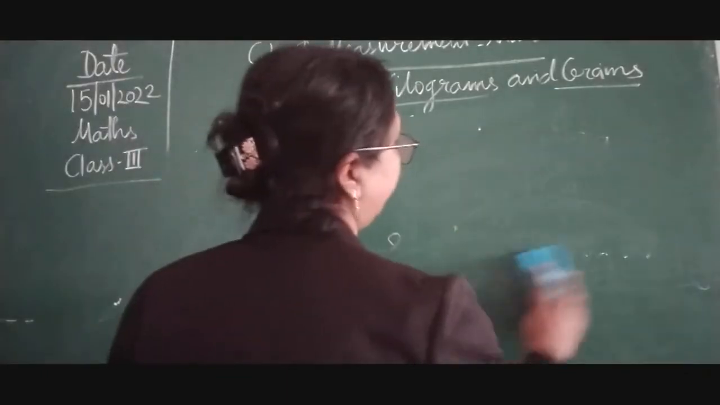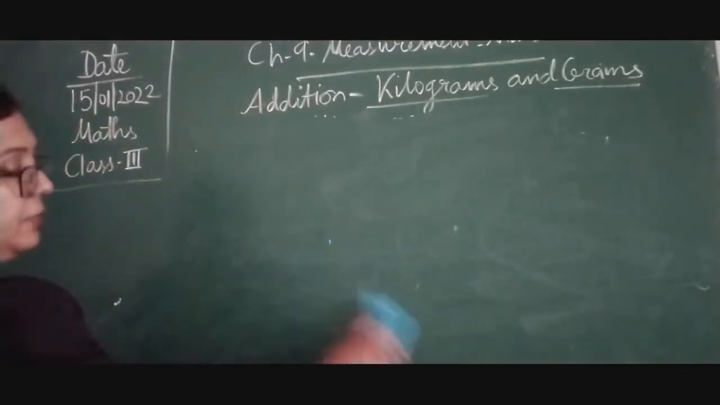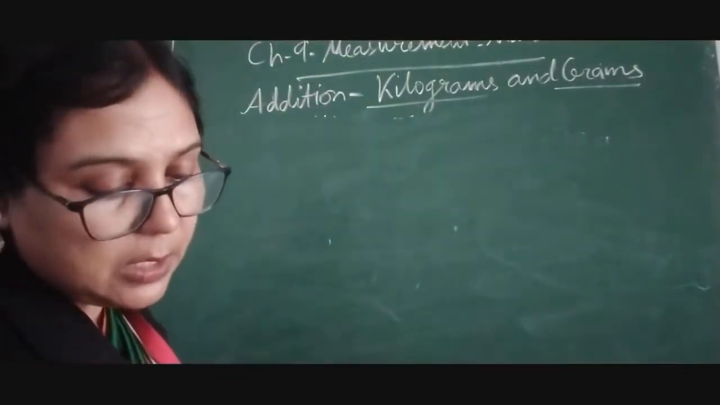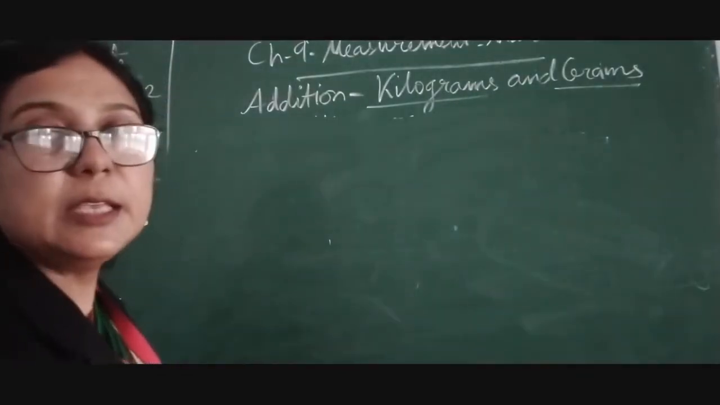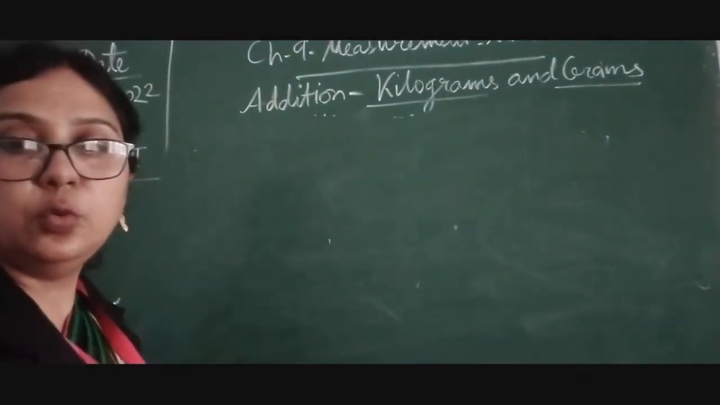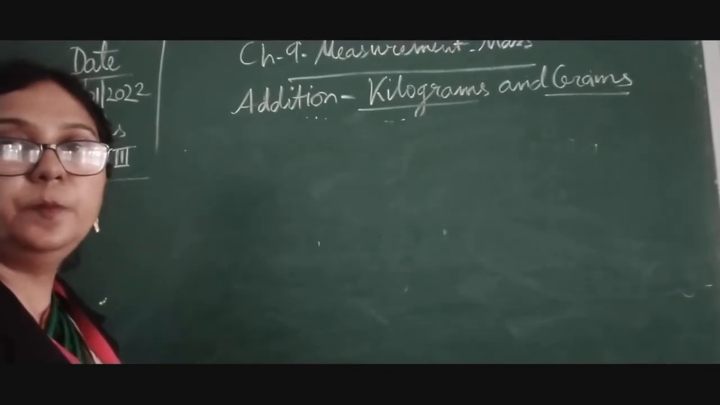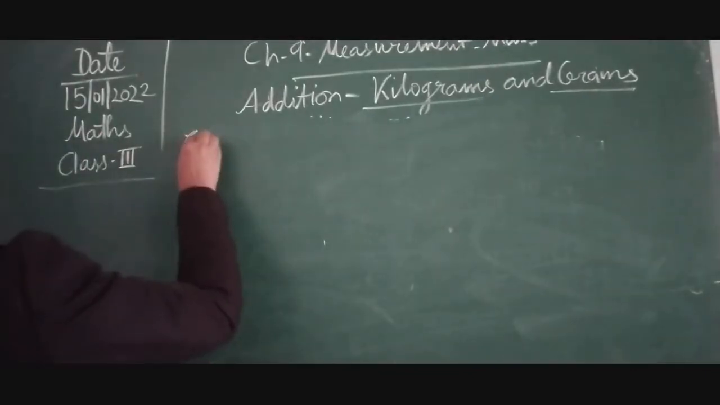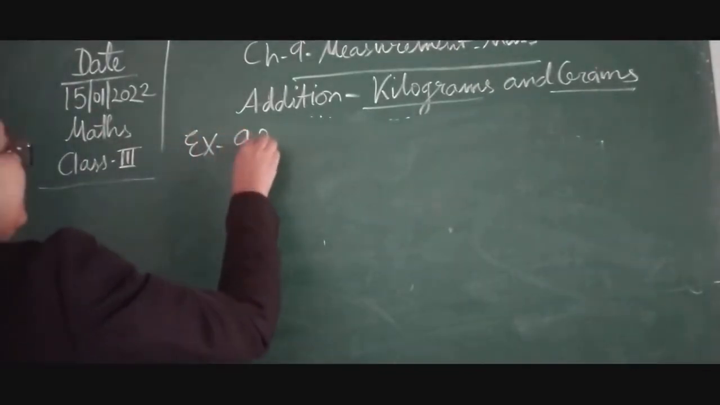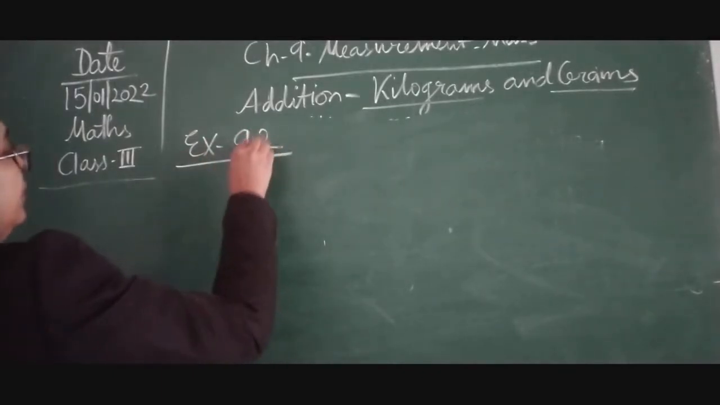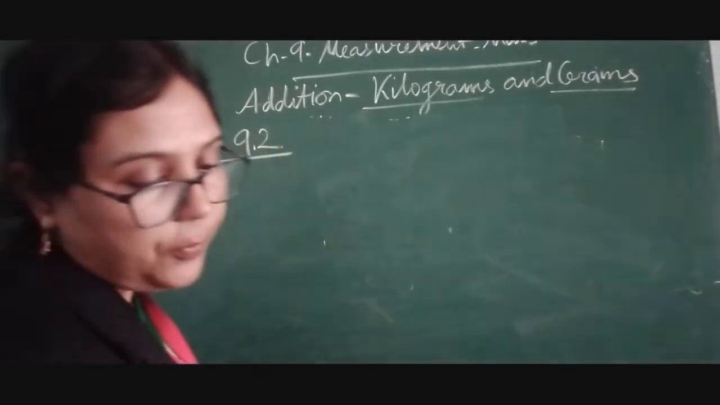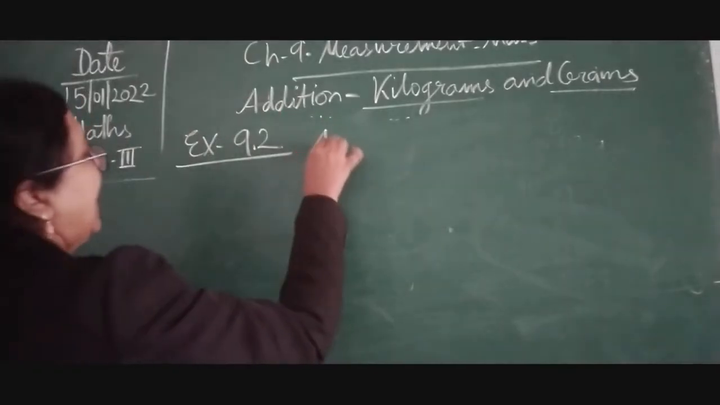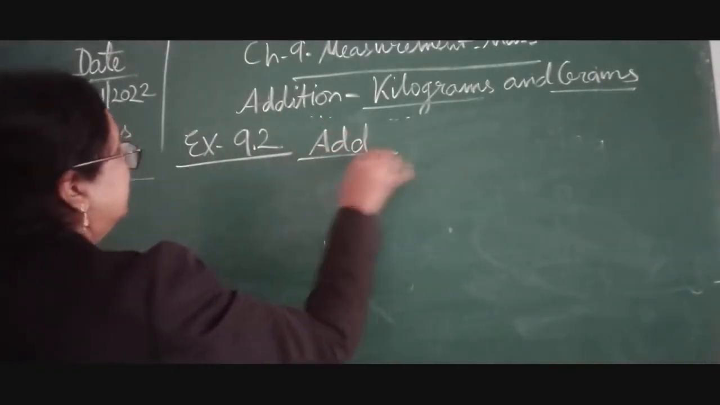So just turn over the page and we will get the exercise. This is 9.2, exercise number 9.2, children. Okay, now first number, this is add only, addition.